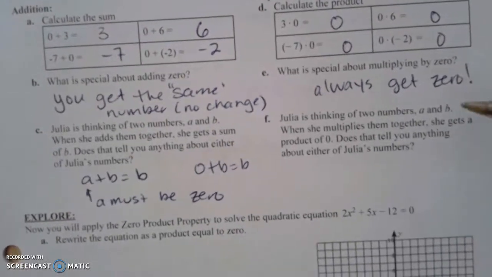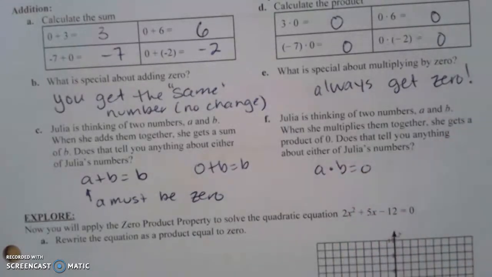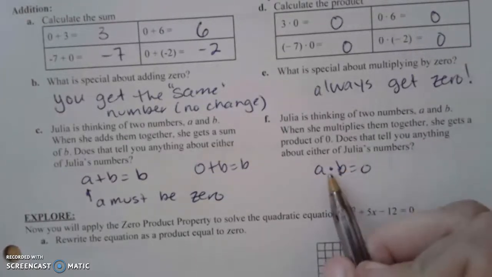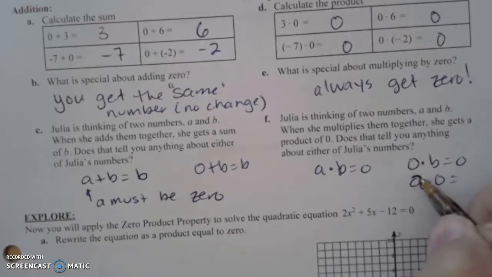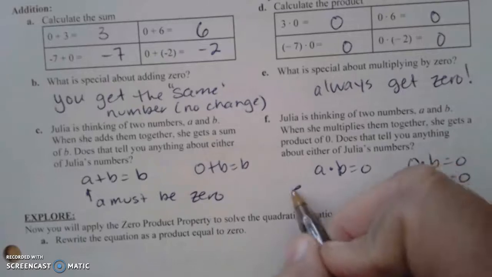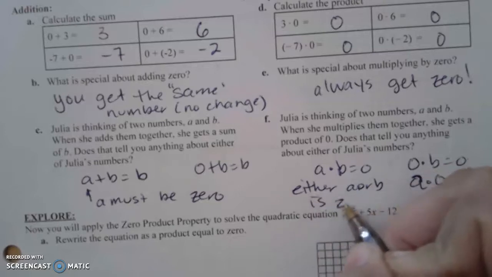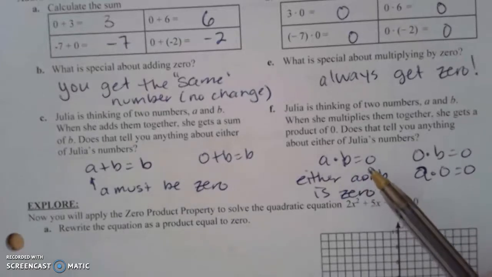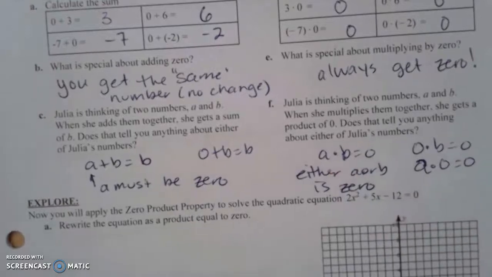And here she is. Julie is thinking abstractly again about two numbers, A and B, and when she multiplies them, A times B, she gets 0. So what does that tell you about these numbers? Well, what that tells us is that I could have 0 times B equals 0, or I can have A times 0 equals 0. So that means either A or B is 0. I'll show you how that idea goes into what we're going to be talking about today. Because A times B is 0, that means either one of those has to be 0.